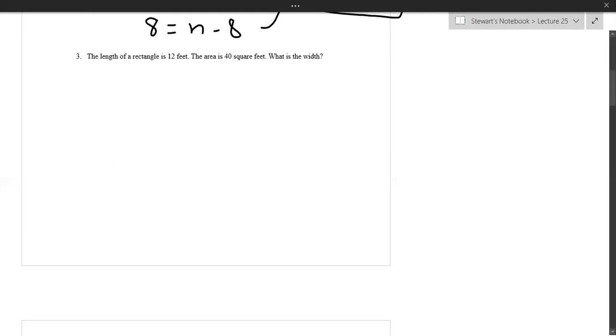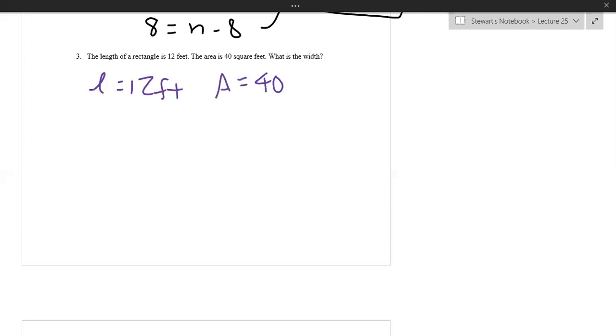But the length of a rectangle is 12 feet. The area is 40 feet squared. What is the width? Okay, so we are given that the length of a rectangle is 12 feet. The area is 40 square feet, or 40 feet squared. And we don't know what the width is, but we want to. So what we need to do is think if there's any kind of formula that involves the length, width, and area of a rectangle.